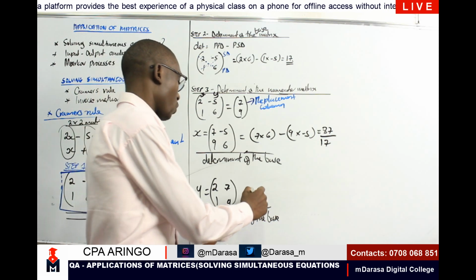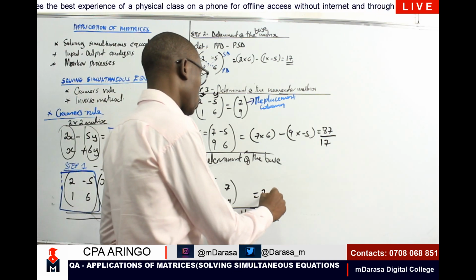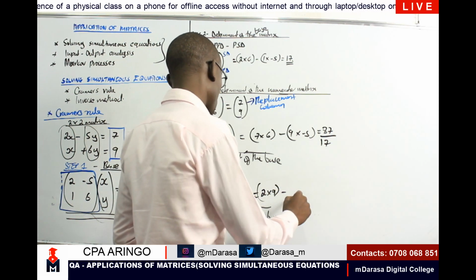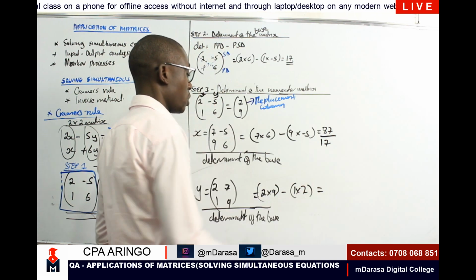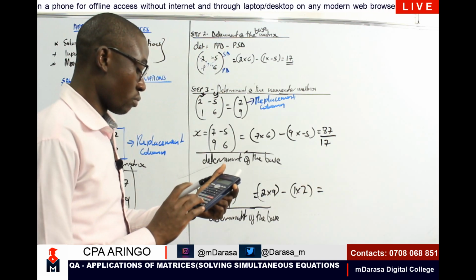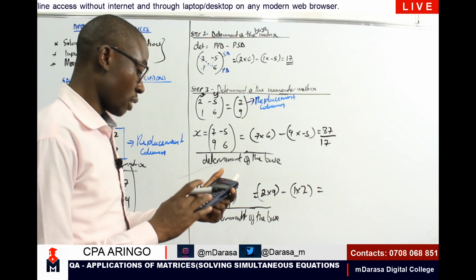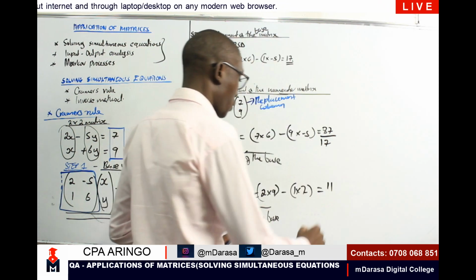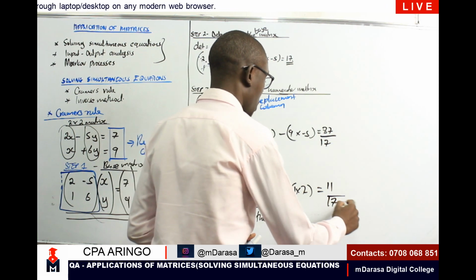What about the value of y? For the value of y, the same case: product of the primary diagonal, 2 by 9, less the product of the secondary diagonal, 1 by 7. That should give us 2 by 9 minus 1 by 7, which is 11. So we're going to have 11 there. And of course, the determinant of the base matrix will not change. I should be having 17.